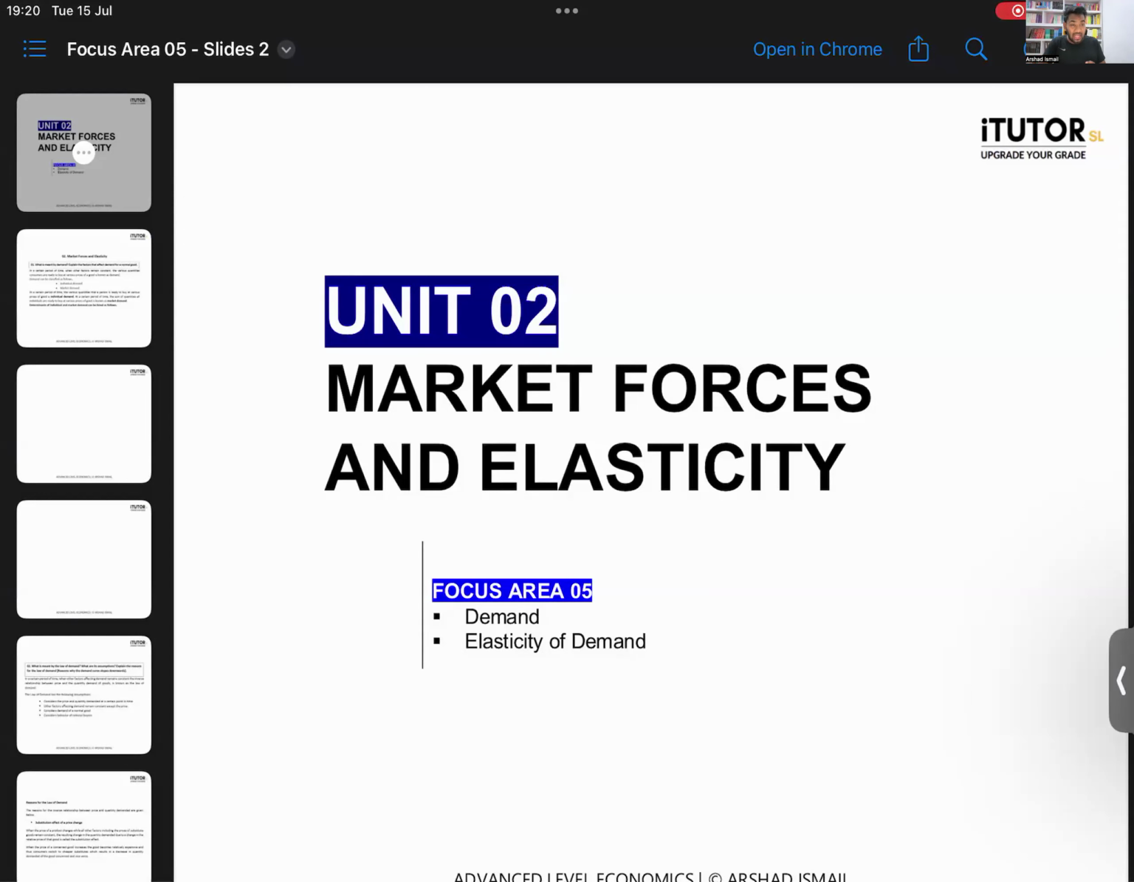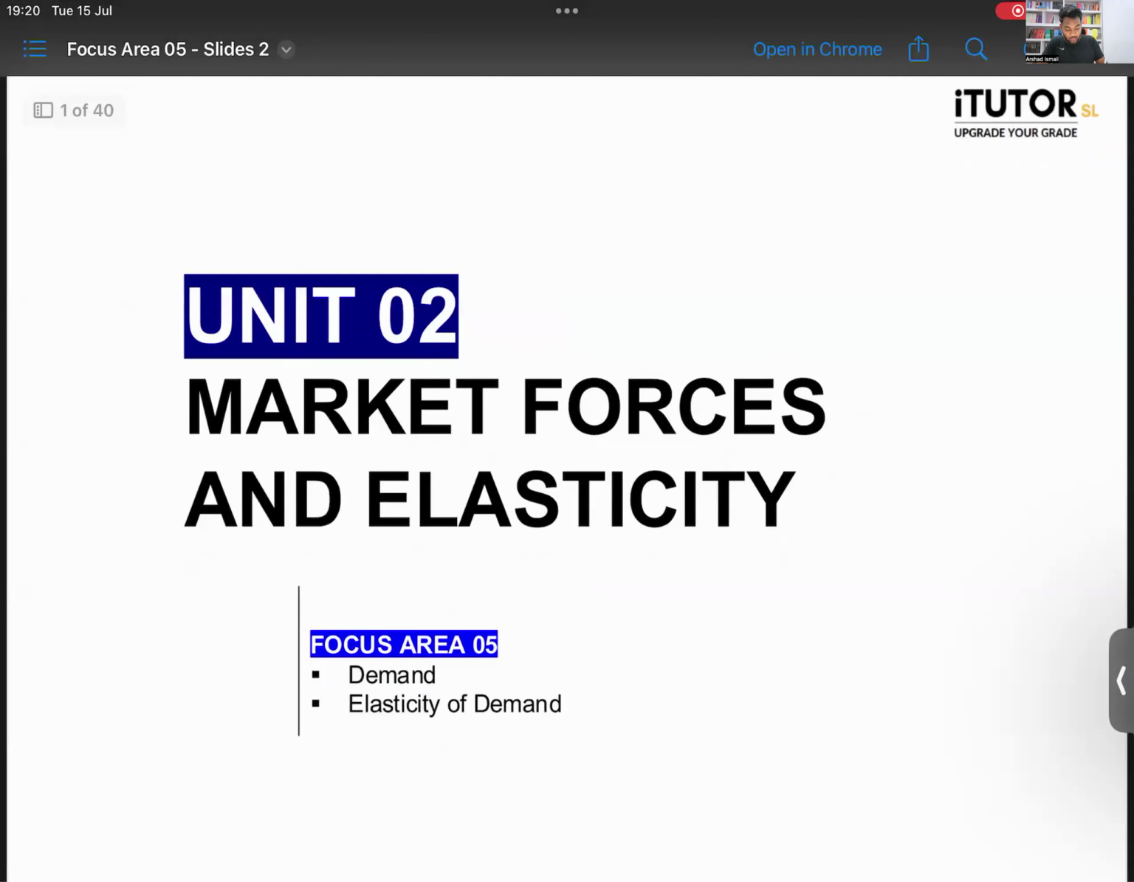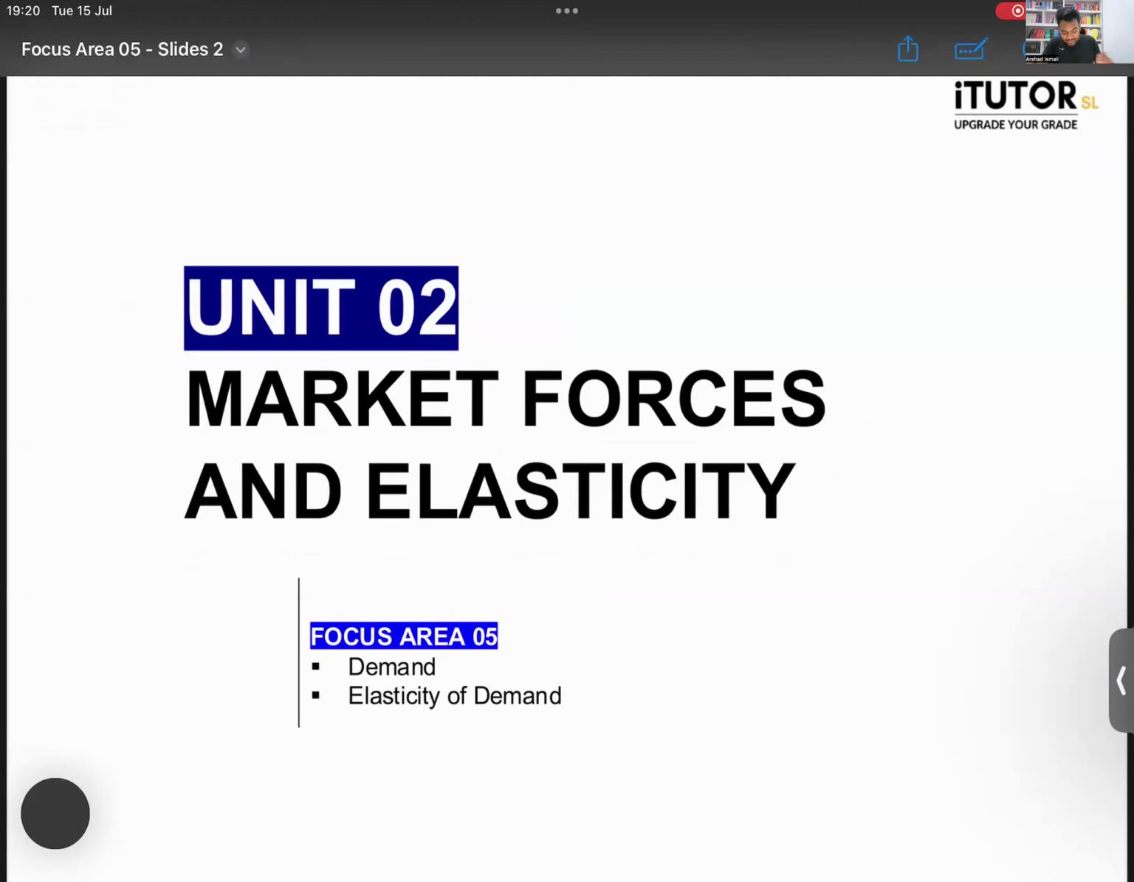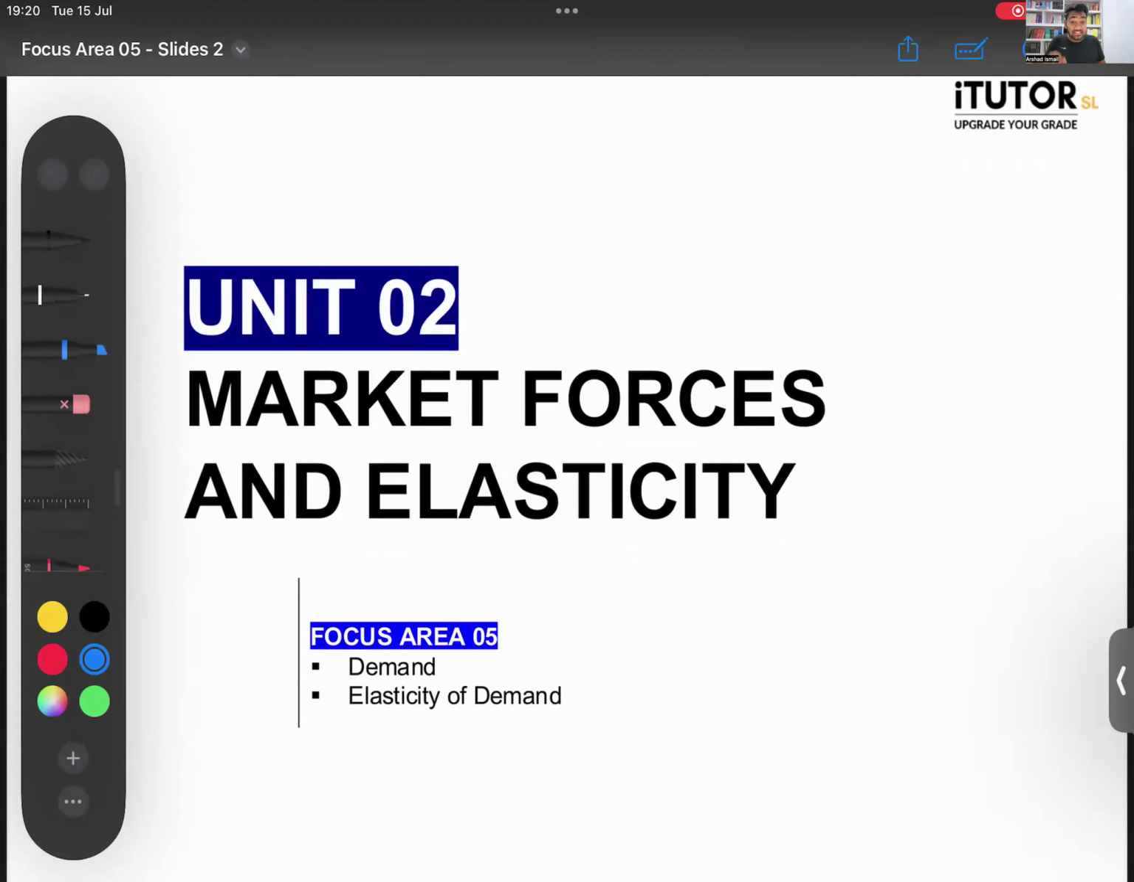Now, unit number 2, I've broken into 3. So that is focus area number 5. This is the one that is there for today. Focus area number 5 is on Lamai demand and elasticity of demand. We'll be discussing this today. Then there is focus area number 6. What do you all think focus area number 6 is on? Any guesses? If focus area 5 is on demand, focus area number 6 is on supply. Yeah, nice. You all have the tune now. So it is on supply and elasticity of supply.